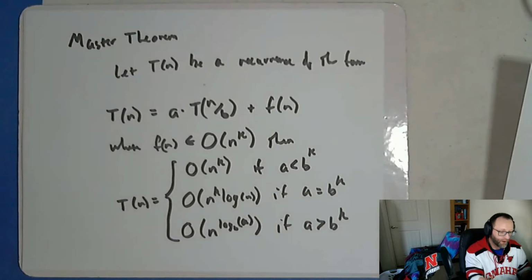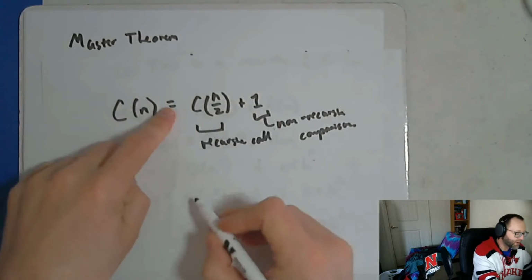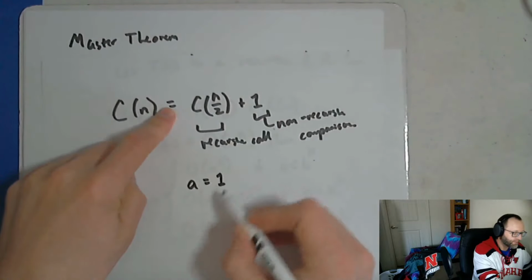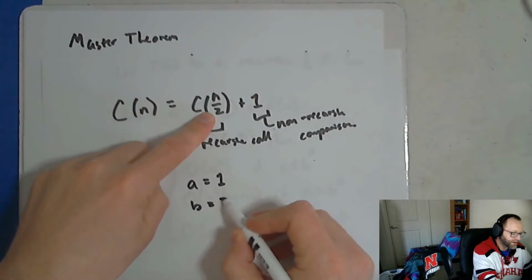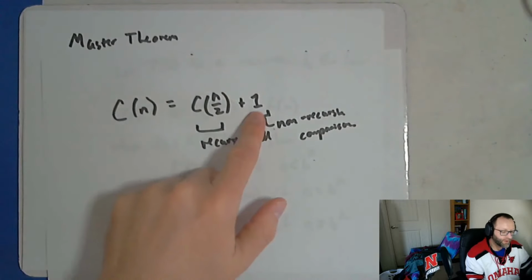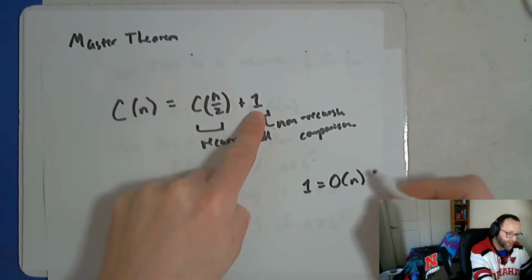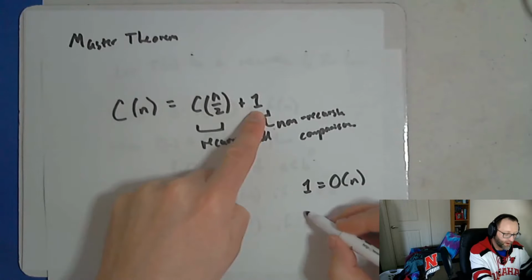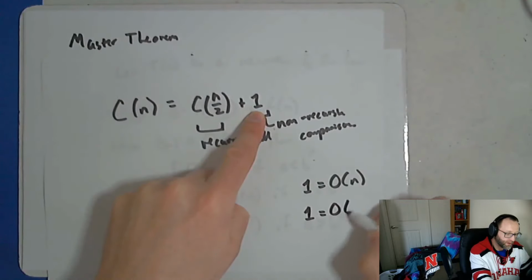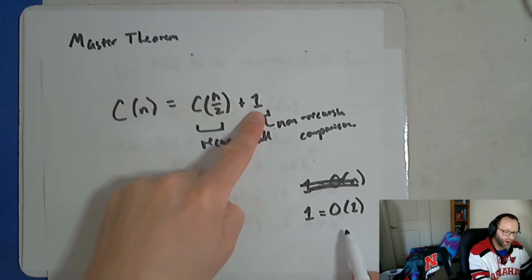Okay. What about binary search? What are our coefficients here? A is equal to 1. B, we're cutting it in half each time, so B is equal to 2. And what is K here? Well, this is a constant. Yes, it's true that this is order n, in other words, K being 1. But that's not tight. A constant is going to be order 1. This is true, but this is more true. This is going to be more helpful here.